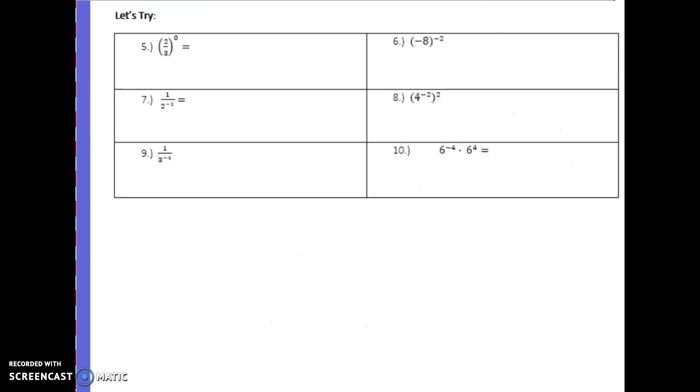All right, so let's try some. You can pause the video here and try it and then come back and check it, or you can just take notes along with me. So 2/3 to the 0 power is equal to 1. Negative 8 to the negative 2 is the same as 1 over negative 8 squared. So we take the reciprocal, we get 1 over 64. 1 over 2 to the negative 3 is the same as 2 to the third power, which is 8, because for the reciprocal, we just move it to the numerator and then we make the exponent positive.